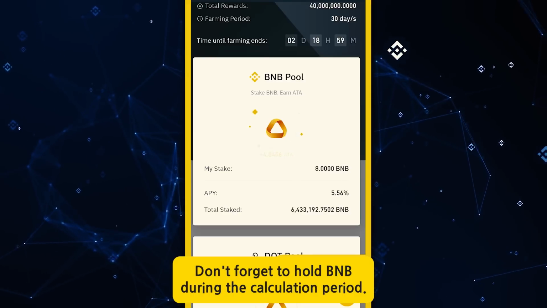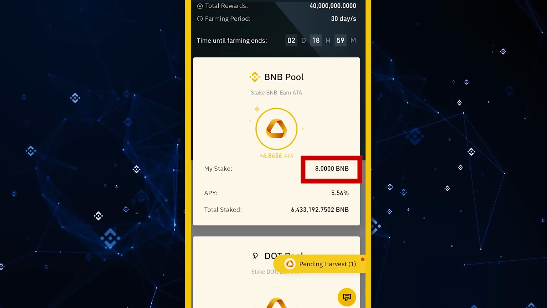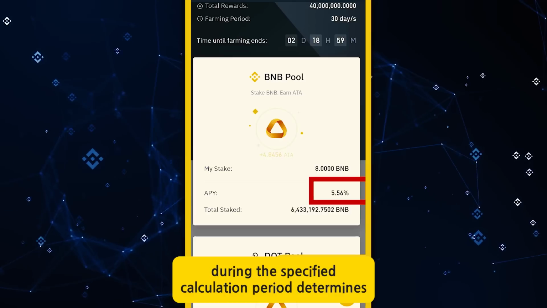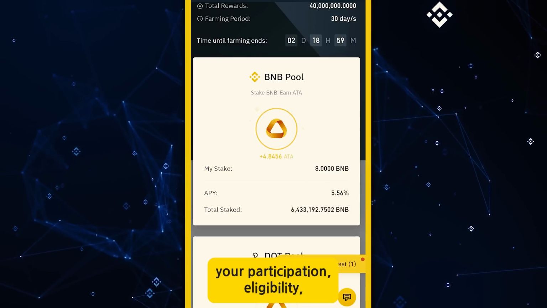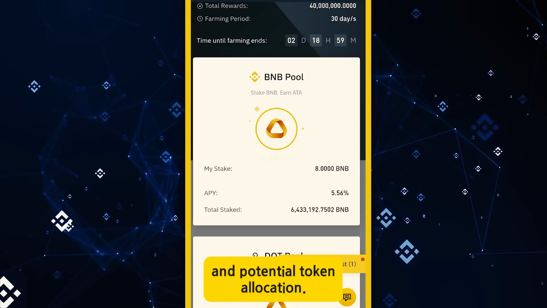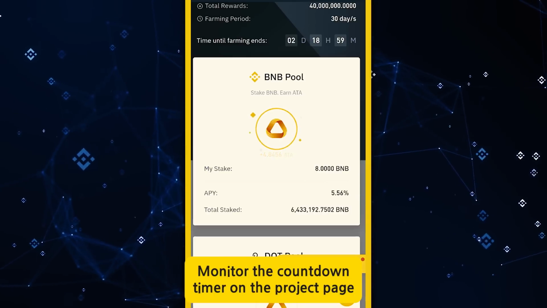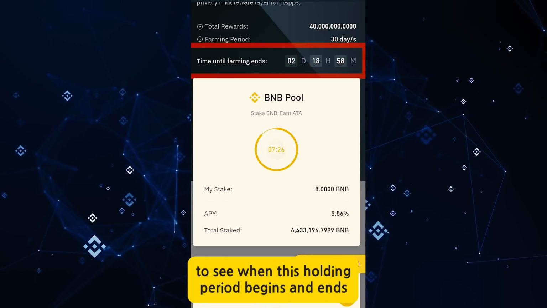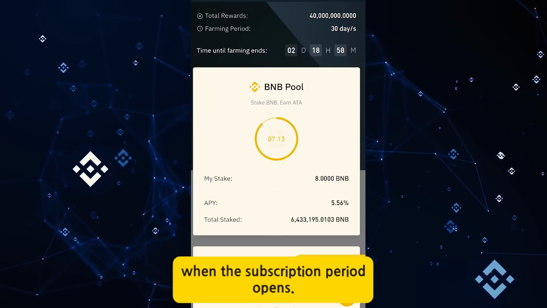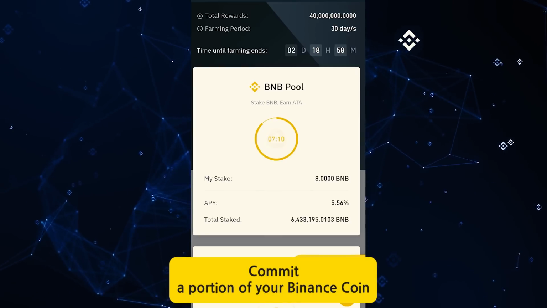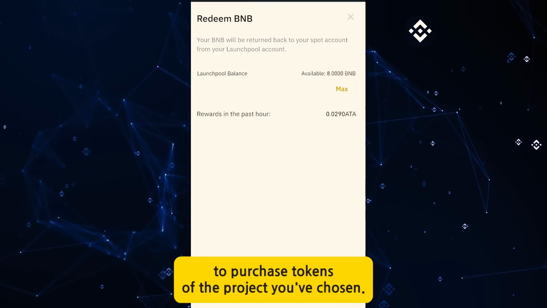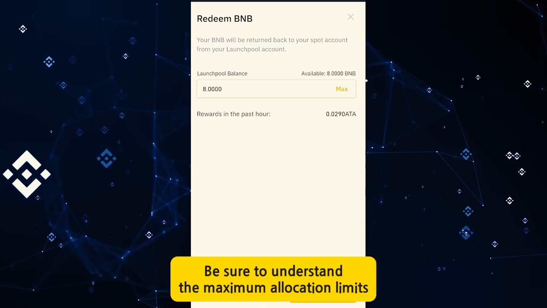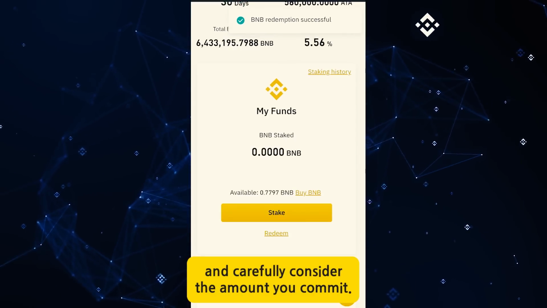Don't forget to hold BNB during the calculation period. The amount of Binance Coin you hold in your Binance account during the specified calculation period determines your participation eligibility and potential token allocation. Monitor the countdown timer on the project page to see when this holding period begins and ends. When the subscription period opens, commit a portion of your Binance Coin to purchase tokens of the project you've chosen. Be sure to understand the maximum allocation limits and carefully consider the amount you commit.